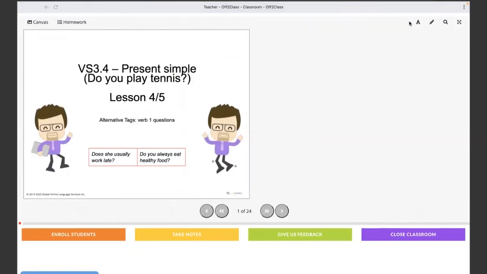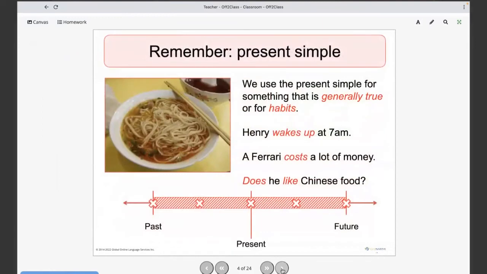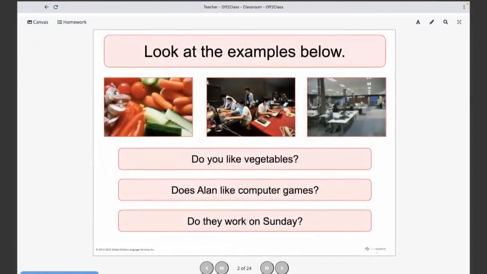Okay, now here. We talked last time about the questions, and I told you that whenever I want to make a question, it's too simple. I just add do or does in the beginning. For example, here, we have positive sentences: you like vegetables, Alan likes computer games, they work on Sundays. If I want to make it a question, it's too easy. If I have you, we, they or I, I put do in the beginning, and it would be a question. If I have he, she, it, I put does in the beginning, and it would be a yes or no question.